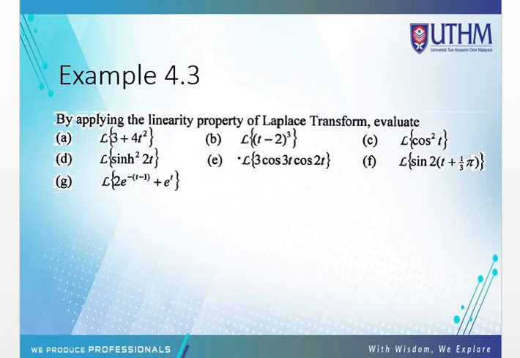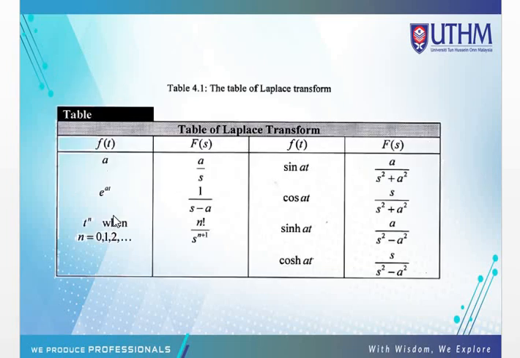Now, let's go through an example. By applying the linearity property of Laplace transform, evaluate the Laplace transform of 3 plus 4t squared. We can refer to the table of Laplace transform. The question is 3 plus 4t squared. 3 is a constant a, so the Laplace transform of a is a over s. And another one is t to the power of n, for which you will use the formula n factorial divided by s to the power of n plus 1.